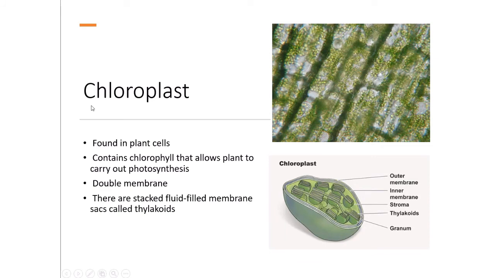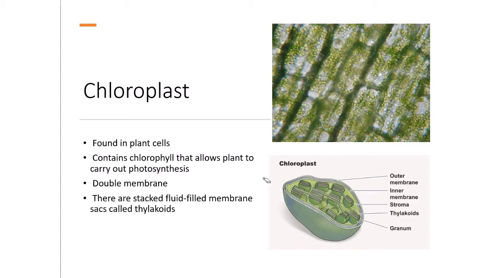Next, we have chloroplasts. Chloroplasts are organelles that are found in plant cells and not animal cells. They contain something called chlorophyll, and chlorophyll is a pigment that basically makes the plants green, and they use the chlorophylls to carry out photosynthesis. The chlorophyll is the compound that is able to absorb sunlight and use that energy to combine with carbon dioxide to make oxygen and glucose for the plant.